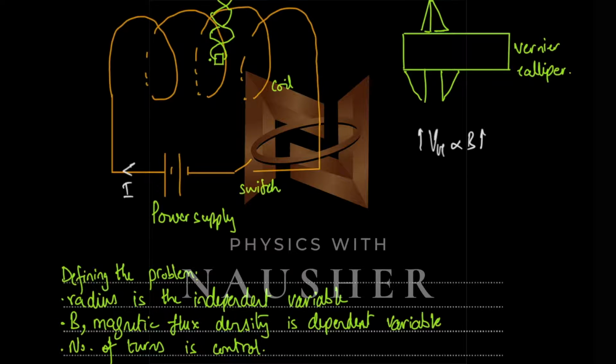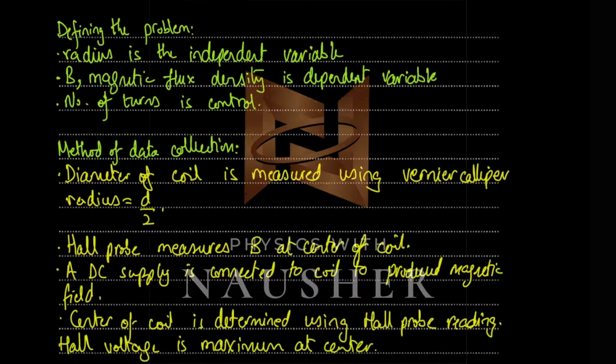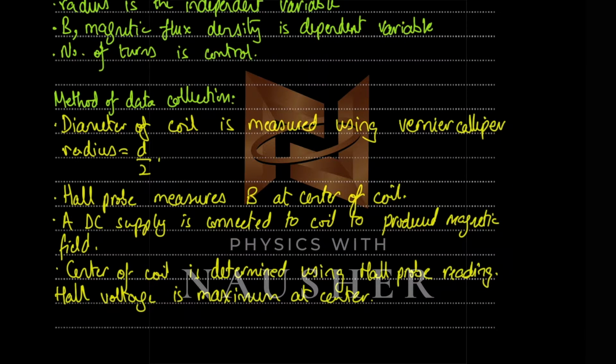In method of data collection, you will say the diameter of the coil is measured using a vernier caliper, like I explained, and the radius is going to be diameter divided by 2. Now, the Hall probe measures the field strength at the center of the coil. How do you determine where the center of the coil is? That's the question. The center of the coil is determined using the Hall probe reading.